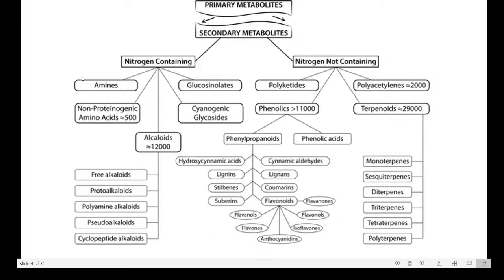Okay, amines, non-proteinogenic amino acids, cyanogenic glycosides, sorry, glucosinolates and alkaloids. Alkaloids have different kinds: free alkaloids, protoalkaloids, polyamine alkaloids, pseudoalkaloids, cyclopeptide alkaloids. Another kind of classification is the non-nitrogen, not containing nitrogen, not present in that.